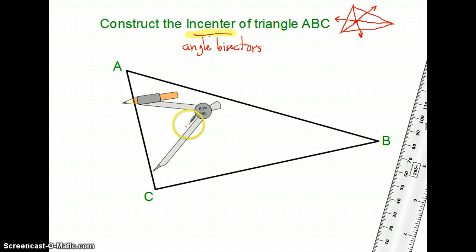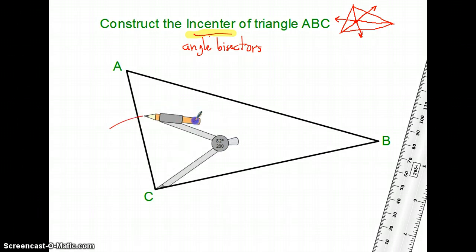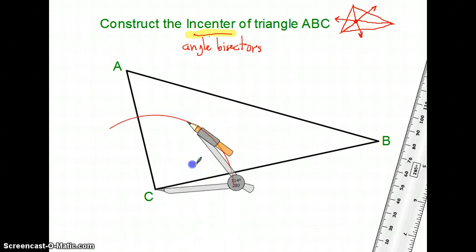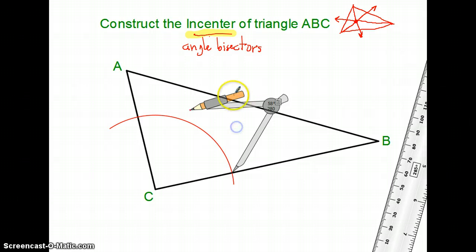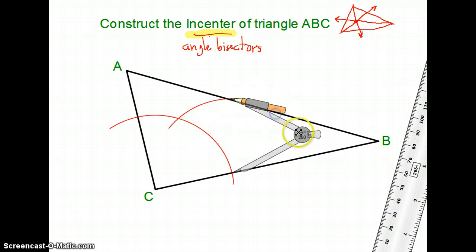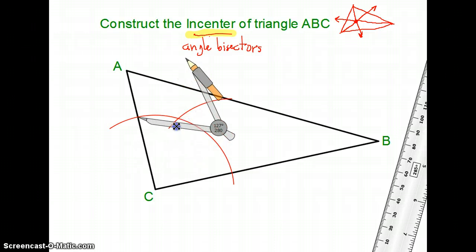So I'm going to start with C because my compass is kind of already here and it's hard to drag this thing around. So let's do the angle bisector on C. Do the swoop across the two parts of angle C. Stab at one of them. Make sure that's big enough. Okay, that's good. Across that way, and do the same thing from the other side. Stab at that location right there, and swoop across.